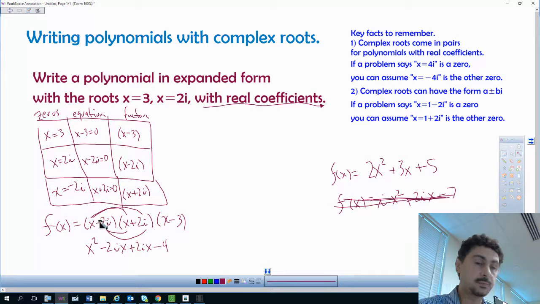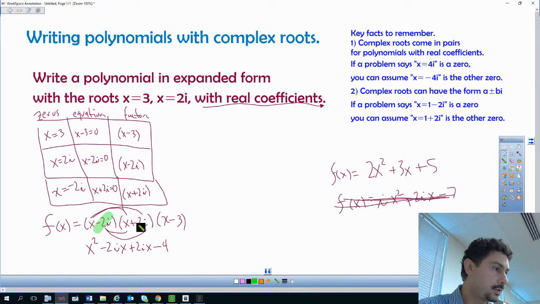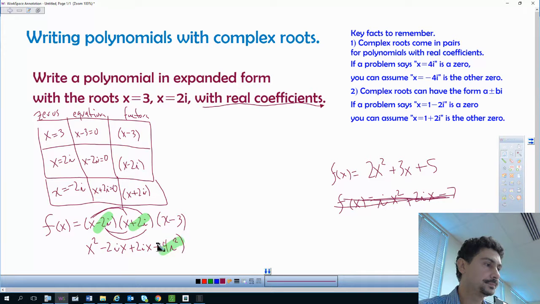Look at that last one. Okay, let me highlight that last one because this is really important. You're going to end up with that minus 2i times that plus 2i. That last part will create for you the minus 4, and then you get an i times i, which is an i squared. It's very important. All right? And then here, you still have the x minus 3.